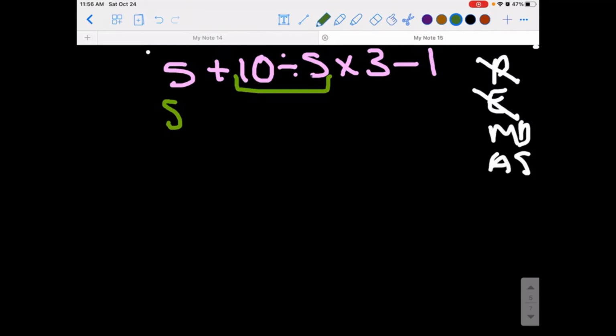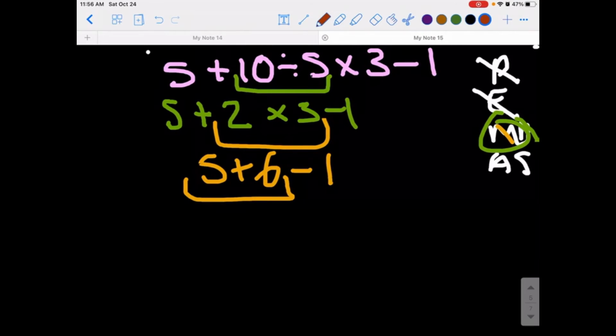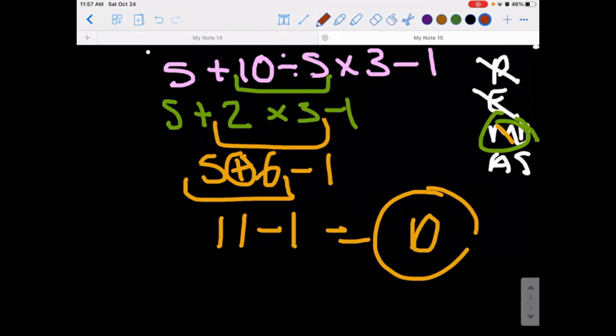Let's write everything down first. What's 10 divided by 5? 2 times 3. We've done division, but we haven't done multiplication yet. So let's multiply these two together. We get 6. Make sure you write everything down. Check. Now there's both addition and subtraction. Remember, whichever is first goes first. The addition sign is first, so we add first. So that's 11. We get the answer of 10. So check if you got the answer right.